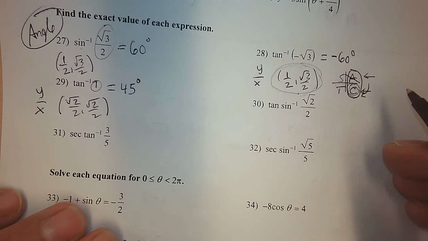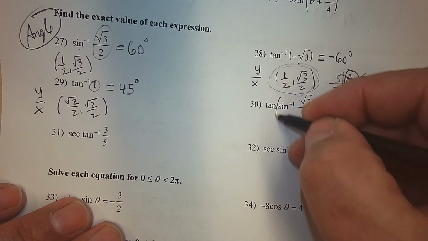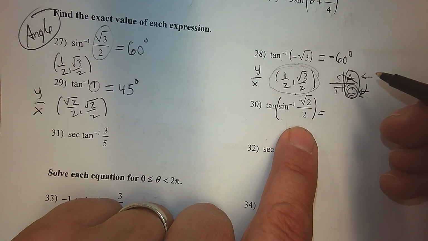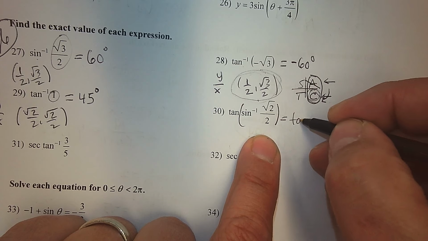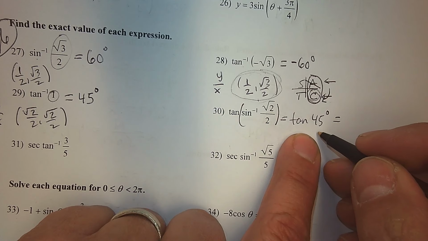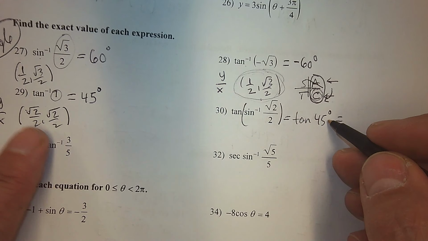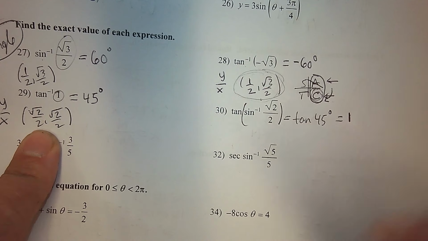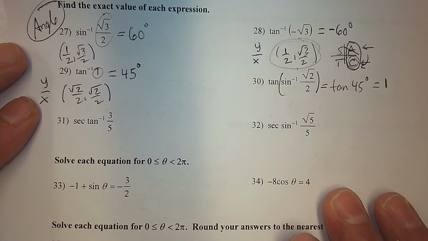Now, this is a composite trig, so there's 2 steps involved. So the first step is, what angle goes with the y coordinate being root 2 over 2? And the answer is 45 degrees. Then the second part is, what is the value of tangent at 45? We just did it, and the answer is 1. It's y divided by x. Let's try that again.